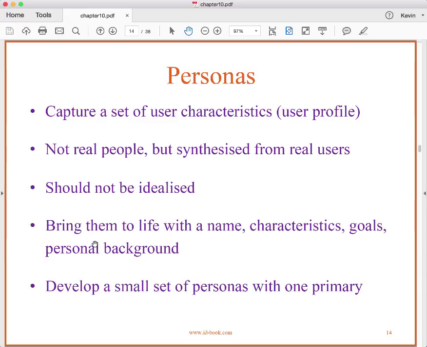We want to develop a small set of personas with one primary persona. So maybe 2 or 3, with one being the primary. And again, we have a user population that is diverse. If we had 3 personas, we would probably want some idea about the preponderance of each of the personas in our overall population.